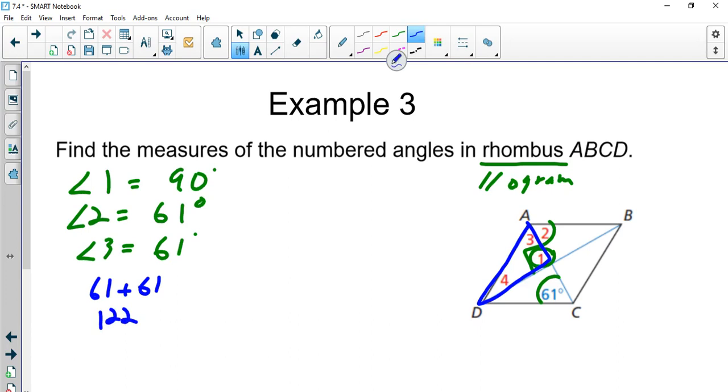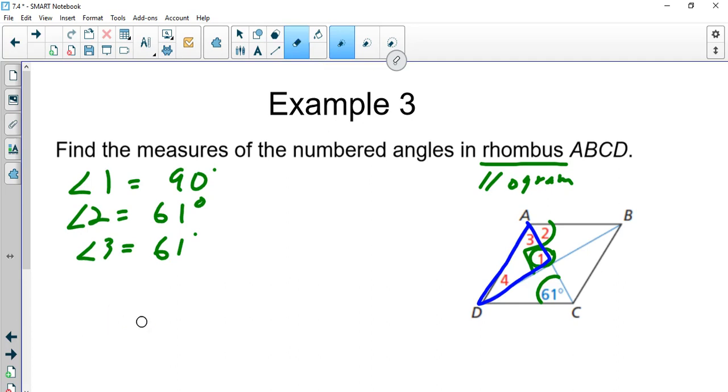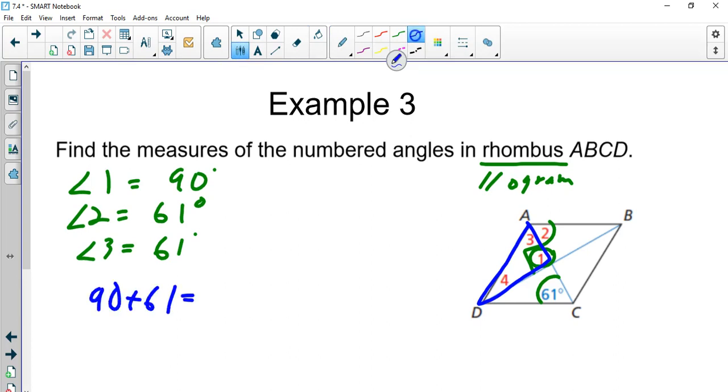Which doesn't help us at all. That's just plain silliness right there. We're not adding 61 and 61. Let's see how many of you caught me on that one. Angle 1 is 90 plus 61, which equals 151. Now if we subtract that from 180, that gives us angle 4 being 29 degrees.